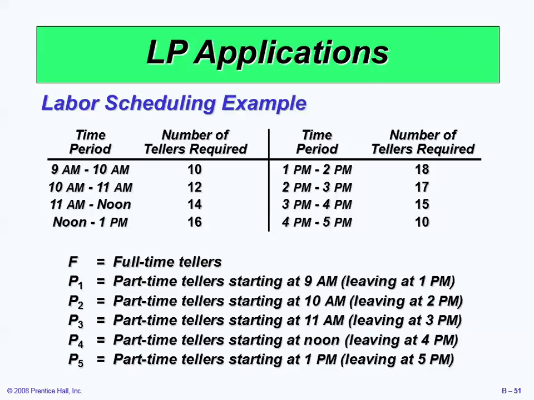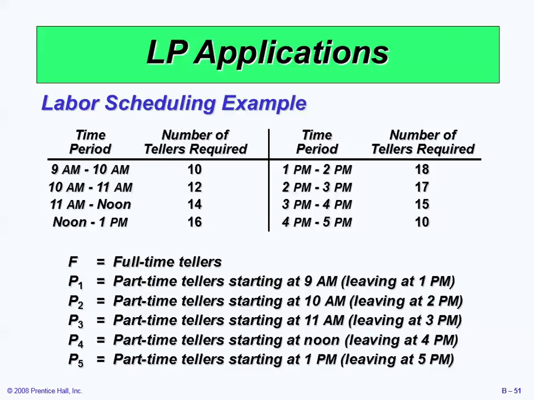In the next time period, what happens? The P1 people drop out. So F plus P2 plus P3 plus P4 is greater than or equal to 18. Then the P2 people drop out. F plus P3 plus P4 should be greater than or equal to 17. Then the P3 people drop out, and so on. Okay?